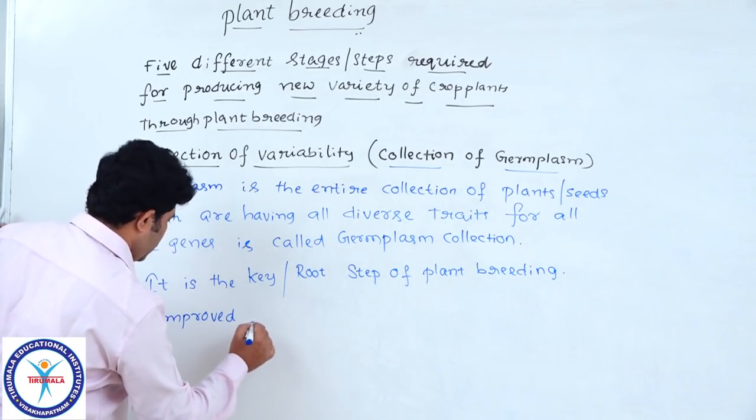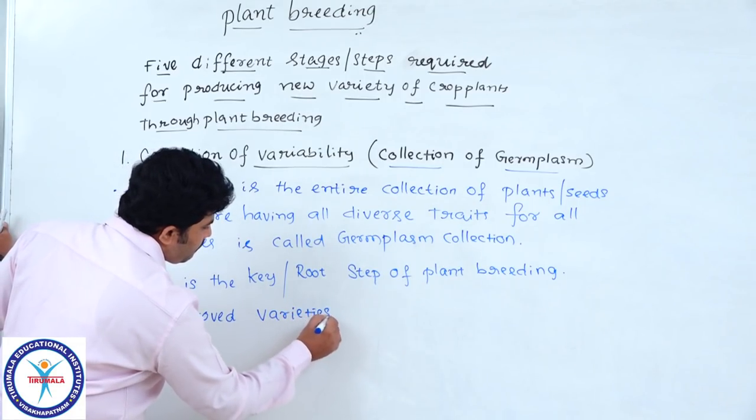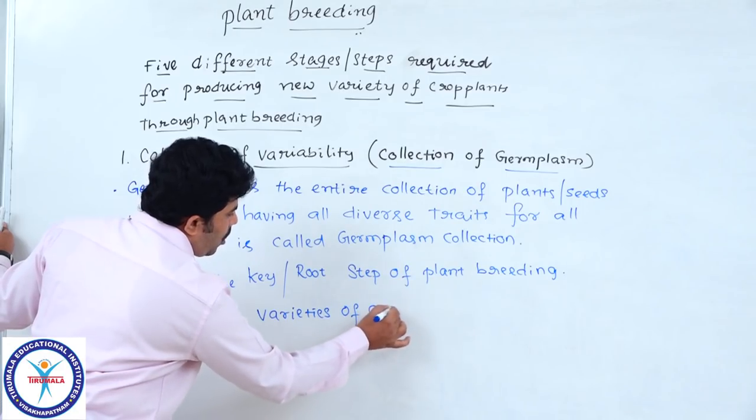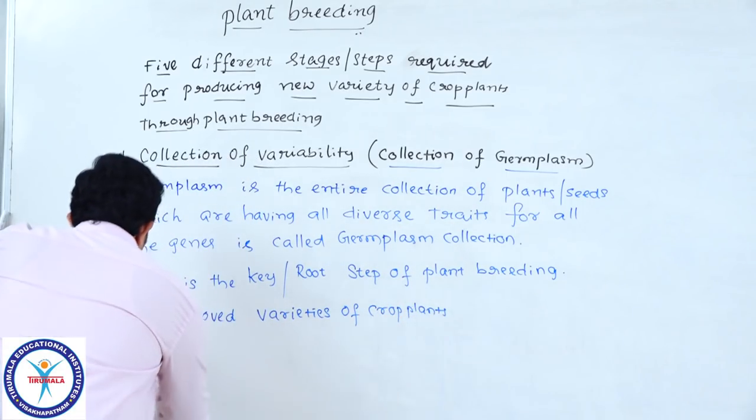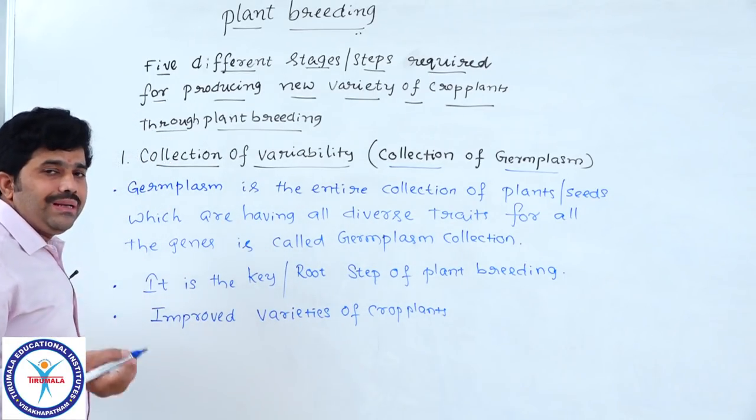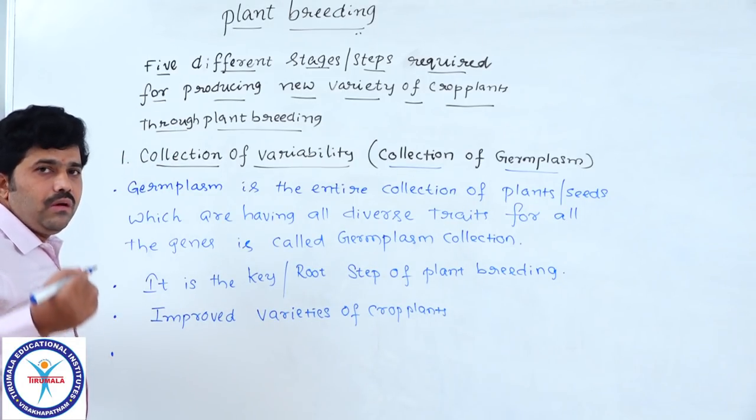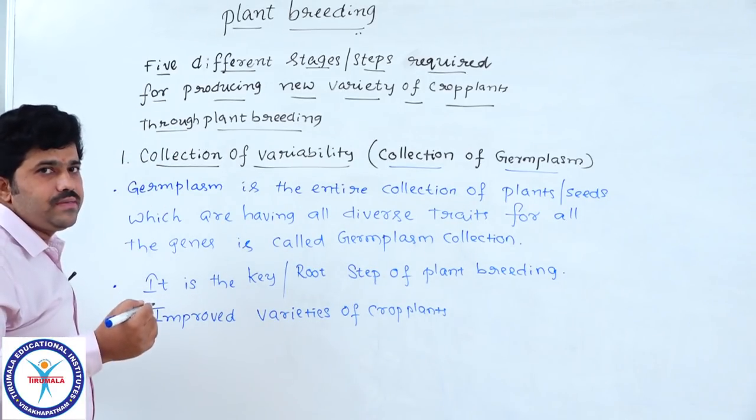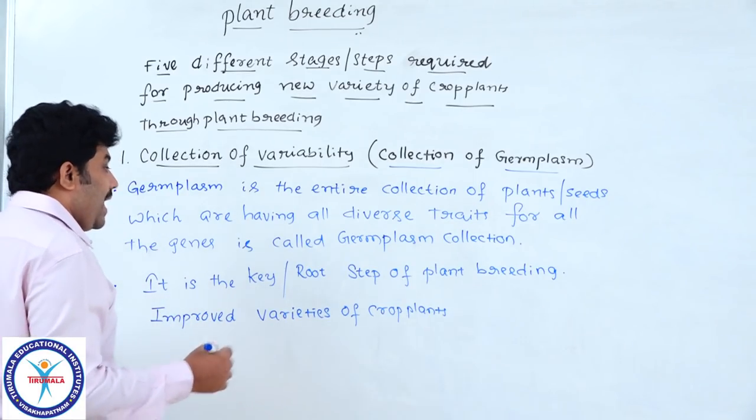Improved varieties of crop plants we gathered. Okay, we are going to gather plants for our cultivation, which we have been cultivating for hundreds or thousands of years. In those particular plants only we collect, and their relatives also.